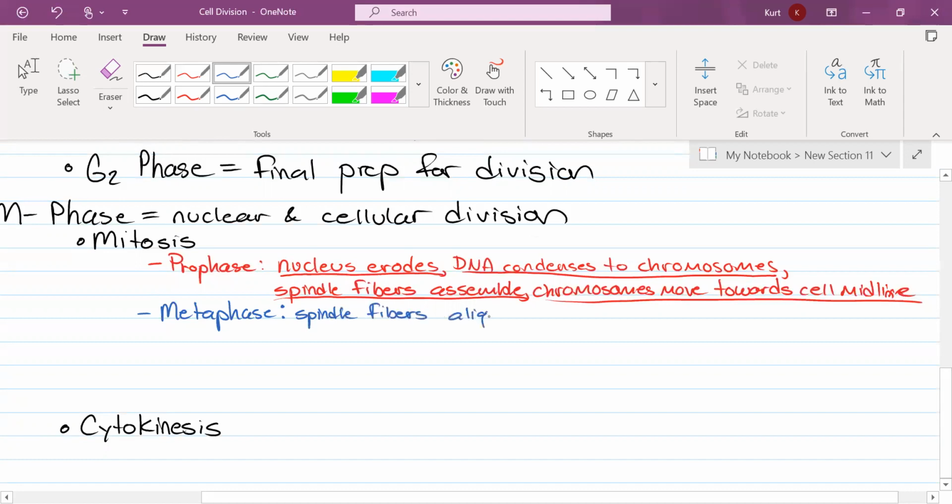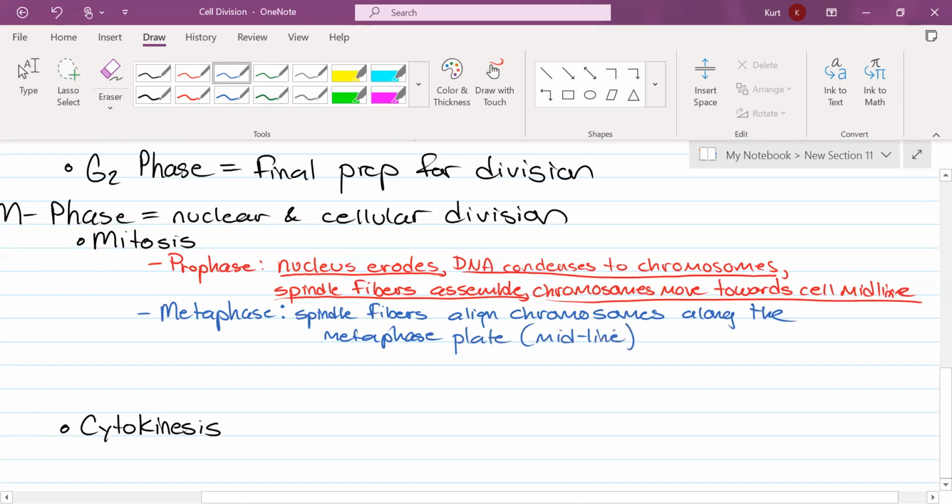The spindle fibers align chromosomes along the metaphase plate. Now, the metaphase plate is the midline. Now, I have a very simple question. Every time I ask it, the person I asked is thinking, okay, it can't be this easy. This is like a trick question. The metaphase plate is the middle of the cell. It's like the midline, like the equator.